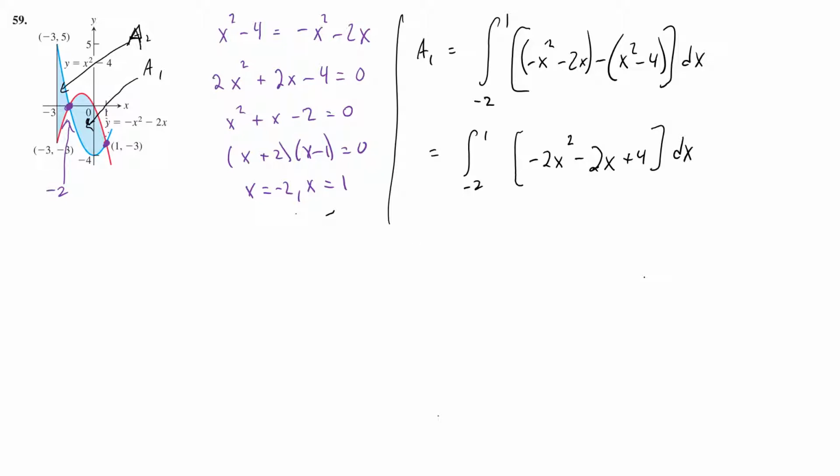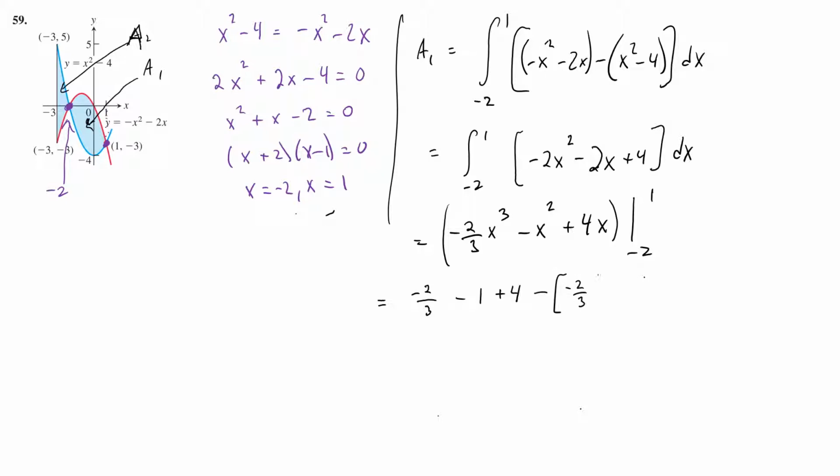Now I have to integrate each term. So we have negative 2/3 x cubed minus x squared plus 4x. And now we have to evaluate this from negative 2 to 1. So first we plug in the top number. So if I plug 1 in to all the x's, I'll get negative 2/3 minus 1 plus 4. And then now I subtract and plug in the bottom number. So it's going to be negative 2/3 times negative 8 minus 4 minus 8.